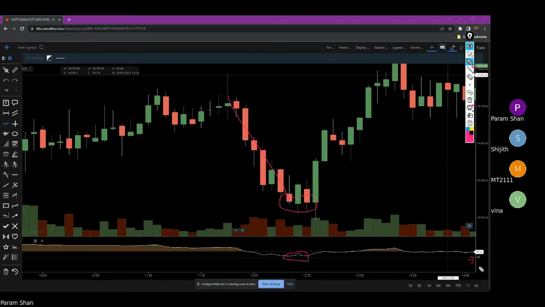Again, I took a support from there. Again, it went to the bullishness. From support towards up, it's always bullish now. So that's why this 60 and 40 levels are very, very important.